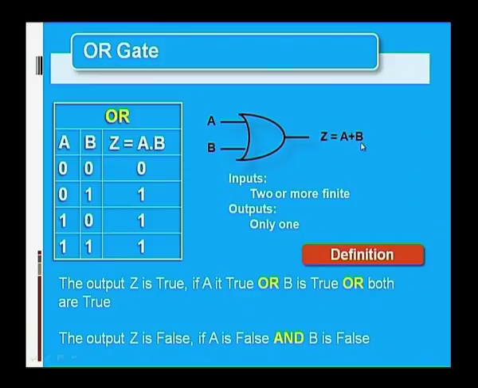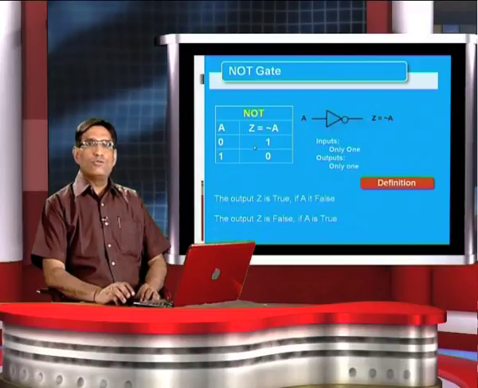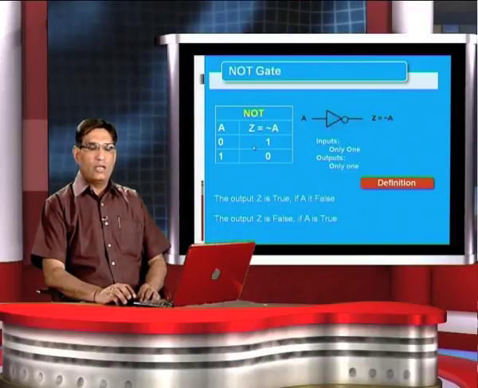So we say again the definition of OR gate is similar to that of OR logic, where the output Z is true if A is true or B is true or both are true. The second definition says the output Z is false if A is false and B is false, also depicted by the truth table. Let us move to the third basic logic, the NOT logic.